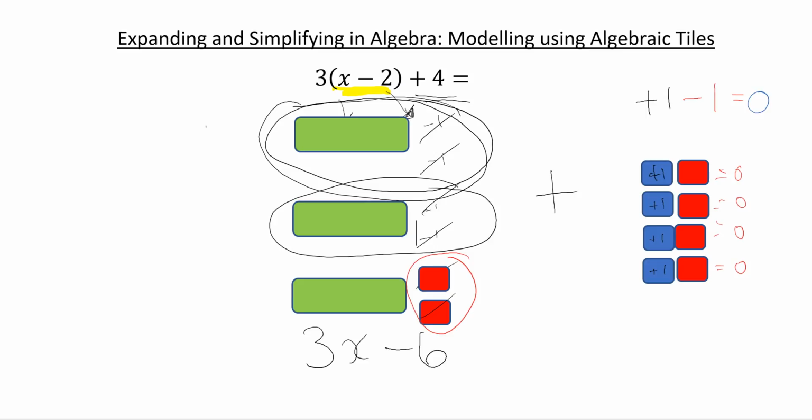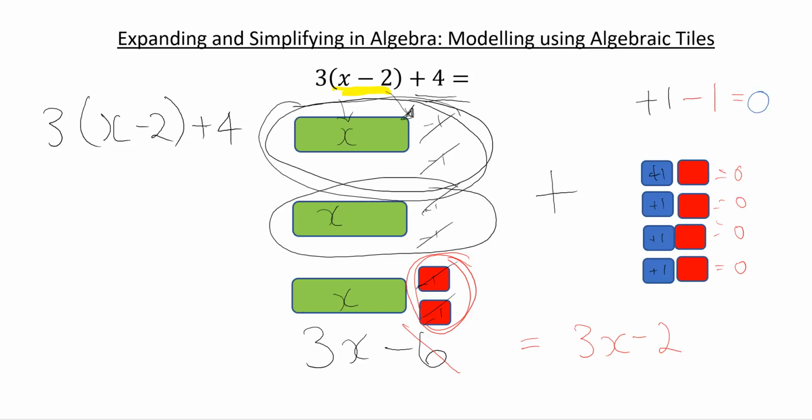So what have I got left? I actually have 3x minus 2. So that's what's left. But again, that's not necessarily what we write in our book, so we'll write it over here, 3x minus 2 plus 4. So this is exactly what I want you to do in your book.